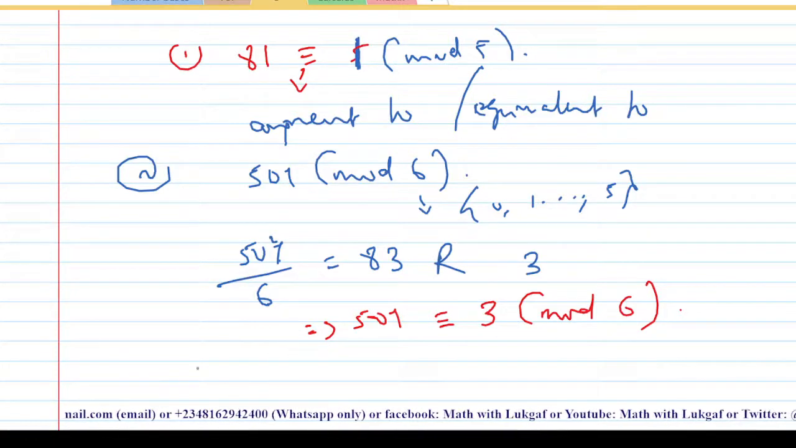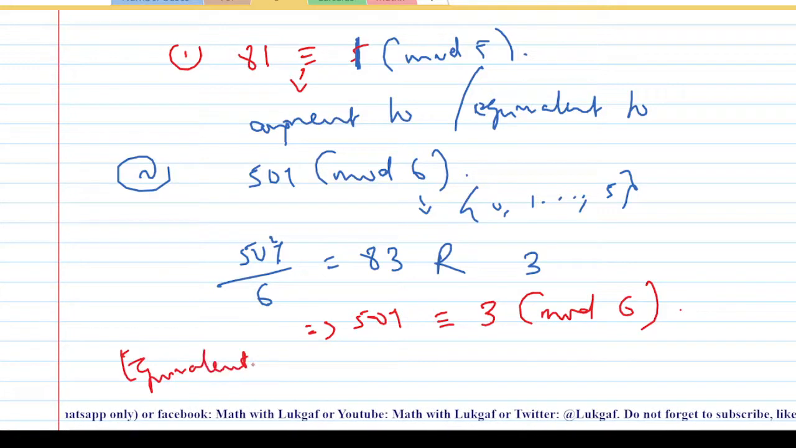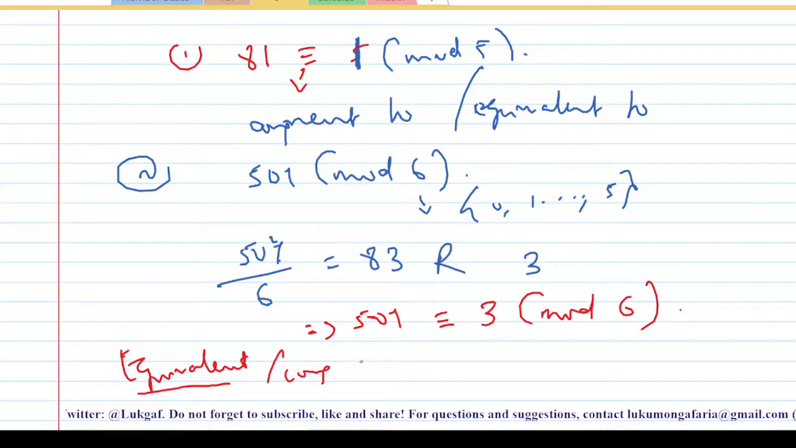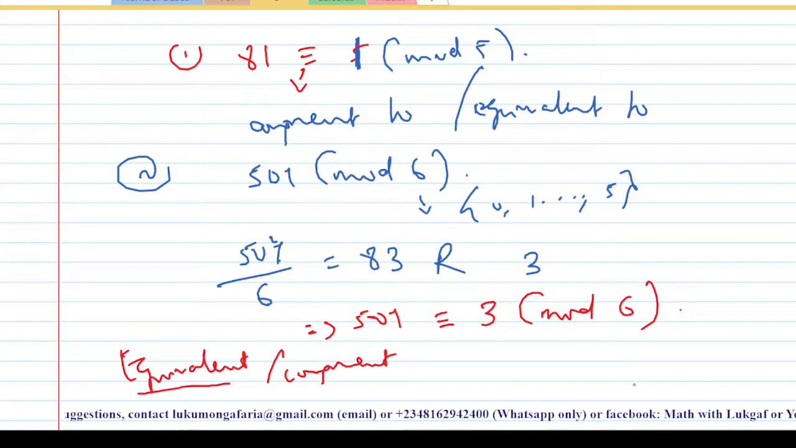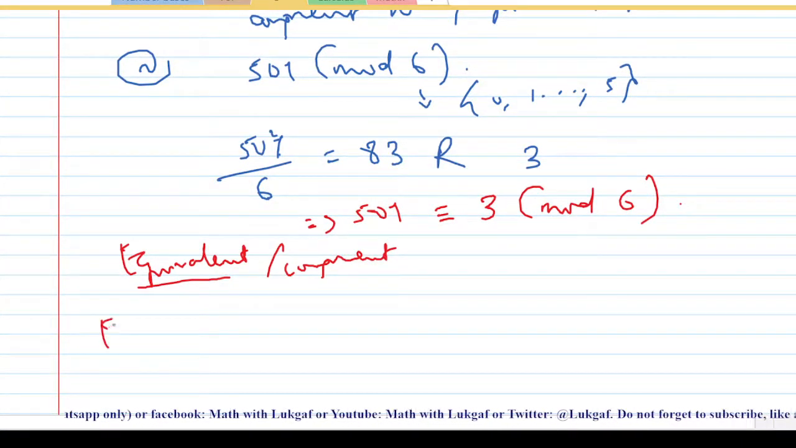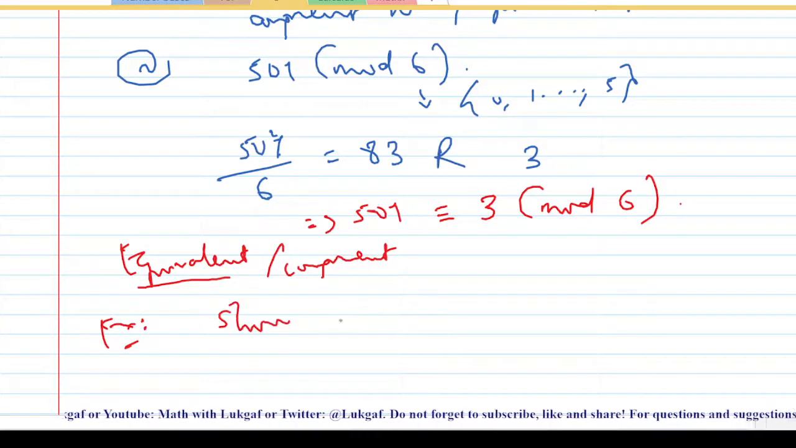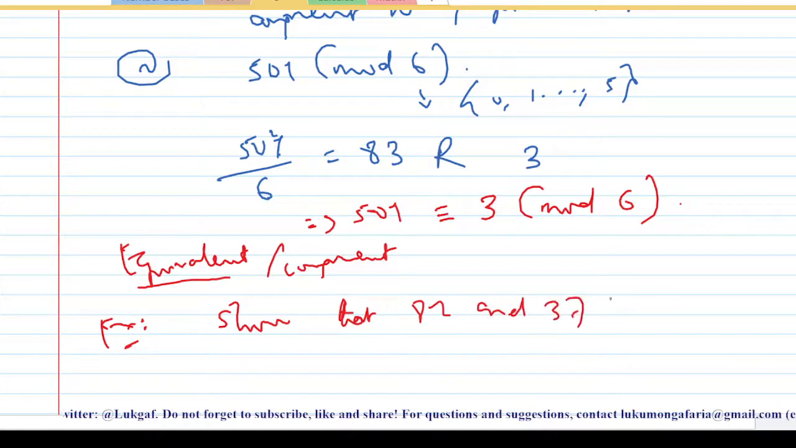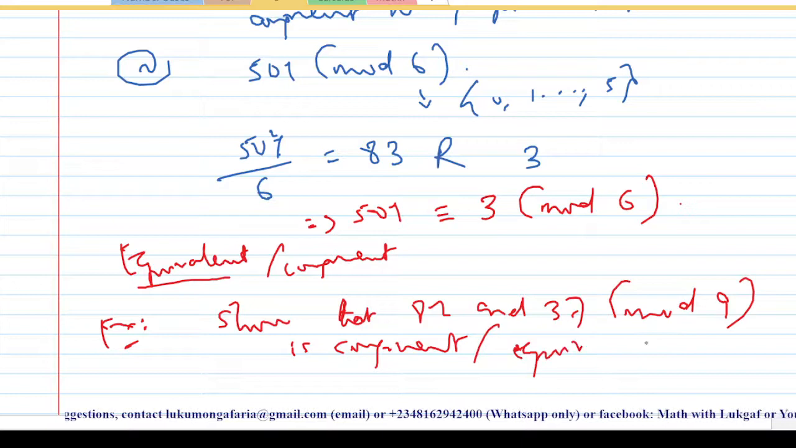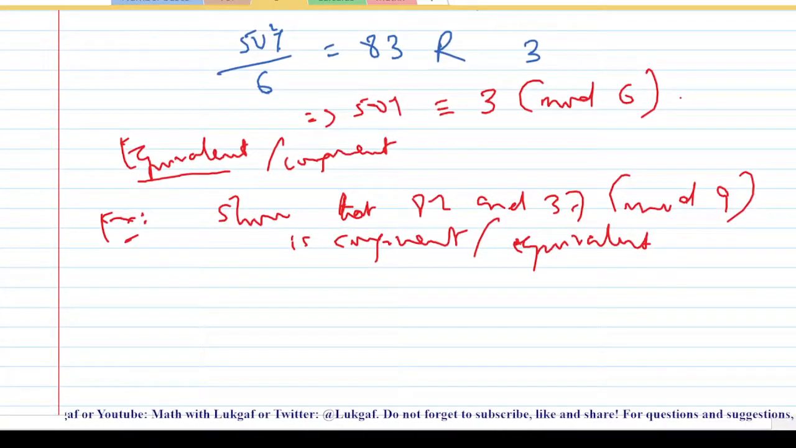So that's that. Then we can conclude that a set of numbers in modulo are equivalent or congruent if you have two integers and both integers have the same remainder. Let me give you an example to back it up. If I have a question that says, show that 82 and 37 modulo 9 are congruent or equivalent. Don't forget I said two integers are said to be equivalent if they have the same remainder, that is, the same residue after dividing by the modulo under operation.